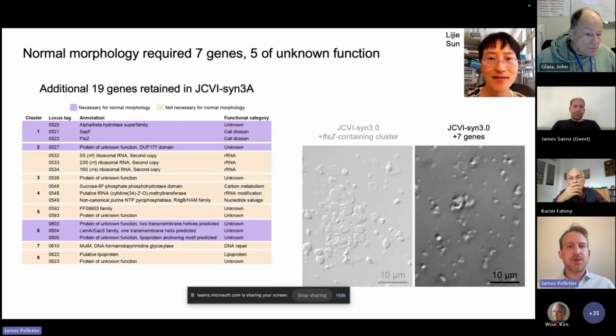So Li Sun, who's the co-first author of this work, undertook a systematic study, and these 7 genes, 5 of which did not have a known molecular function, were all together required to restore normal cell division in the genomic context of syn3.0. So it's a hint that these genes could be doing something, but we really don't know molecularly how they are contributing to cell division. And FtsZ alone is not sufficient, but in this context it was needed.